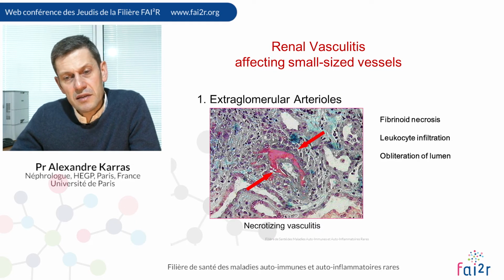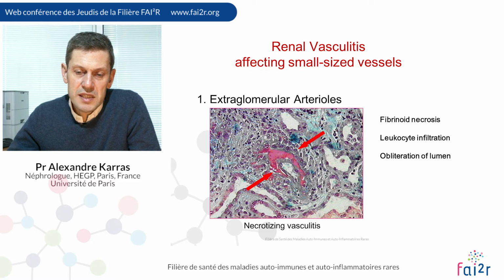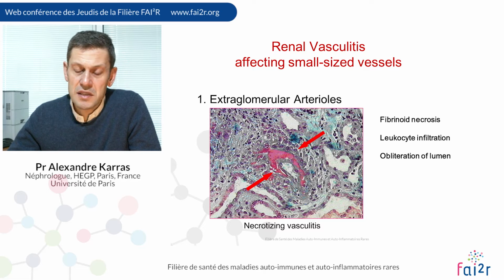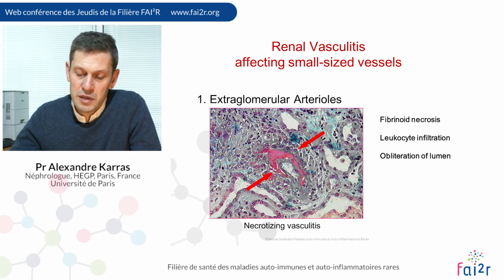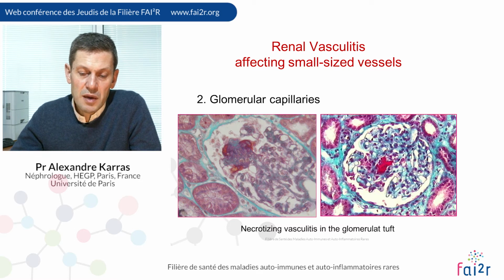Nevertheless, when we look at renal vasculitis and we start from the small-sized vessel vasculitis, we can notice that one of the possible targets are extraglomerular arterioles. In these small arteries, we can find all the different aspects of necrotizing vasculitis, such as fibrinous necrosis, leukocyte infiltration and obliteration of the lumen. But the more typical lesion is what we call the necrotizing capillary of the glomerular tuft.